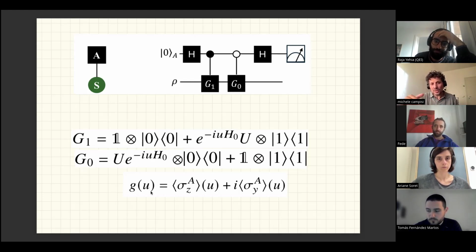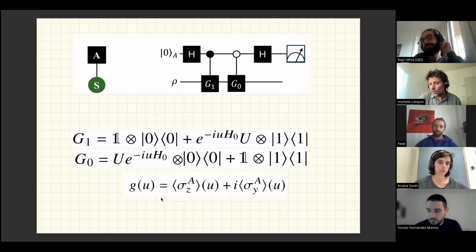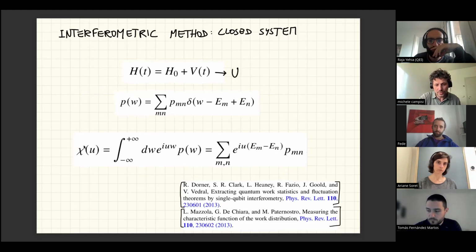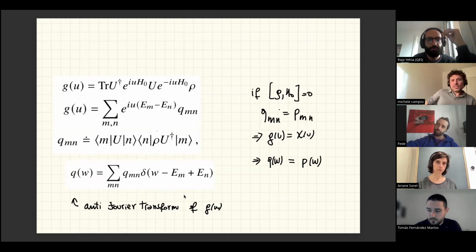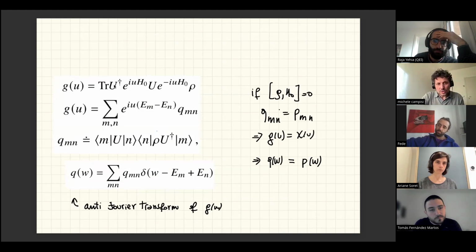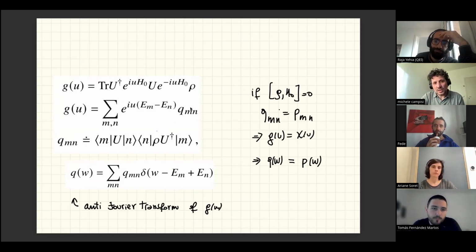Okay, now you repeat this with many different values of u, and you have the whole function g of u, and this g of u is closely related, not quite exactly, but closely related to the characteristic function chi of u. So let me show you what this g of u is. It's written here. It's not difficult to show that g of u can be written as the trace of this operator there. It's just a matter of doing the math. And in fact, it can be easily written in this way, which looks very much like the characteristic function, only instead of having here PMN, you have QMN, and the QMN are here.